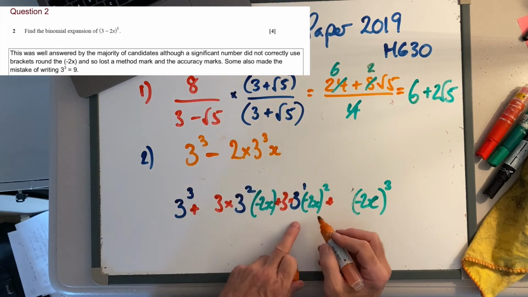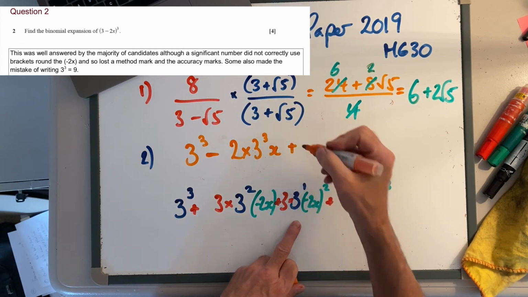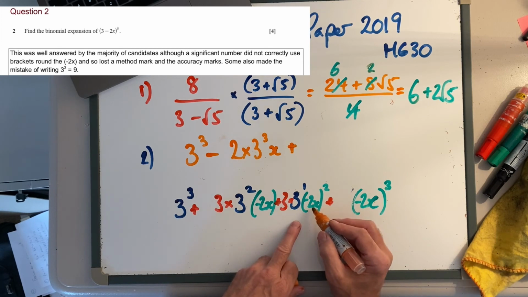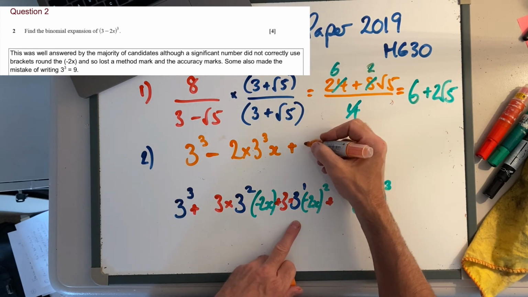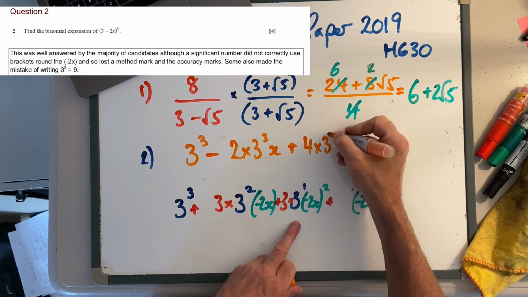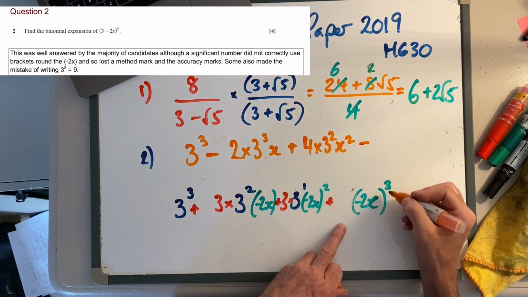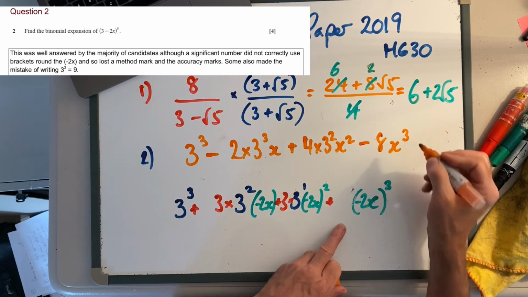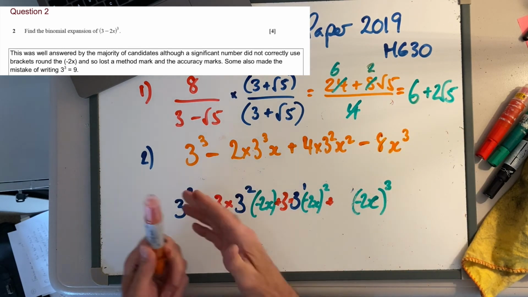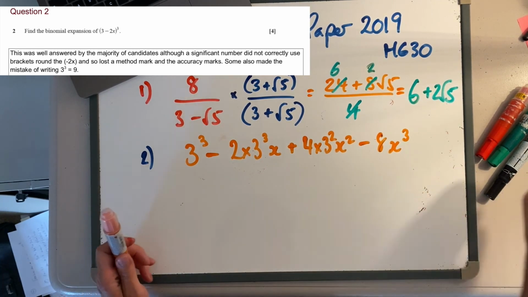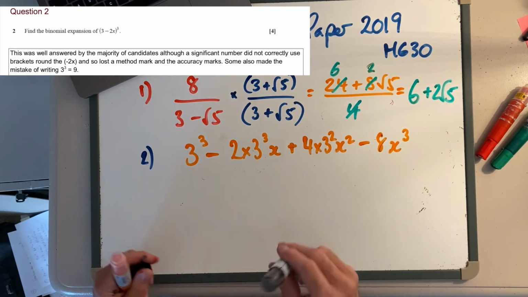So 2 lots of 3 to the power of 3 x. This square makes that a plus. So I've got 3 squared times 4. So I've got 4 lots of 3 squared. And then that's a minus 8x cubed. So there are all different ways of doing this. You've got your calculator. Mine's a bit funny, but there we go.